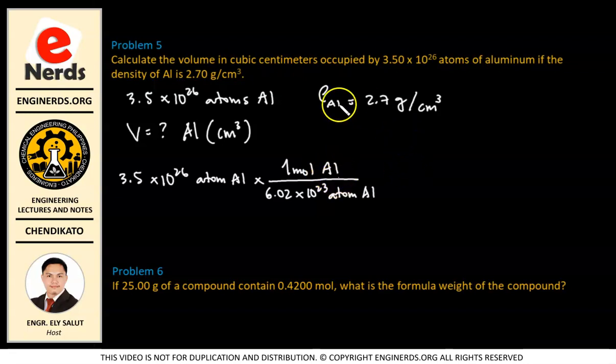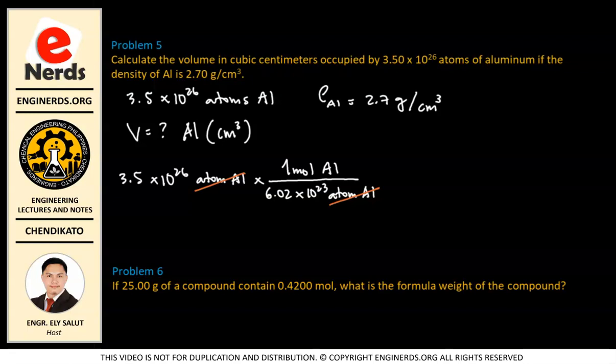Since we need to find the volume of our aluminum, that means we need to find the mass of our aluminum in order to use the density and find our volume. I'm going to show you that here. First, you can see from our calculations here that the atoms of aluminum will be cancelled out.